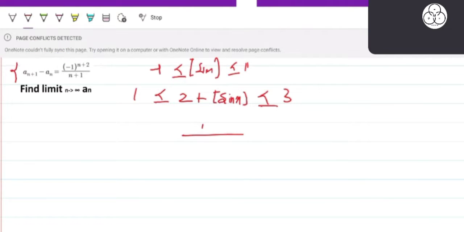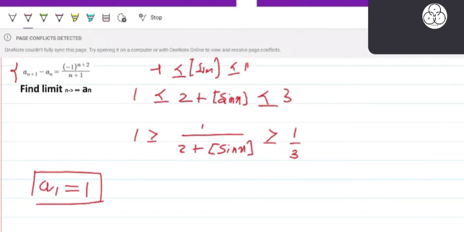1 over 2 plus sin x lies between 1 by 3 and 1. So the maximum value of f(x) is 1, right? So a1, which is the maximum value of f(x), is nothing else but 1.